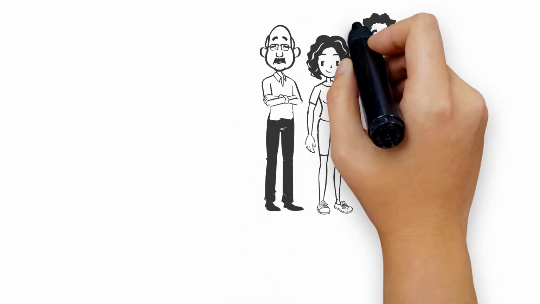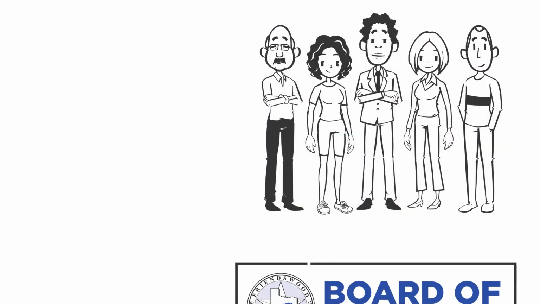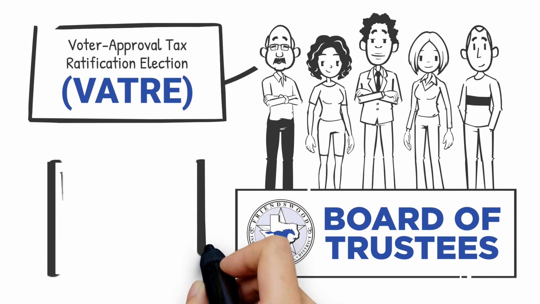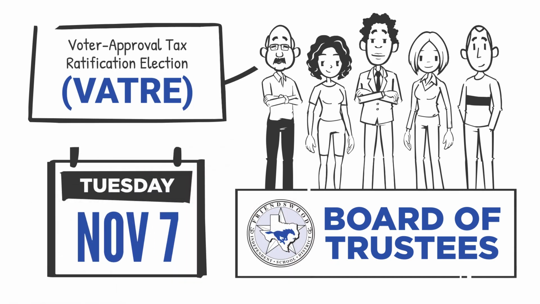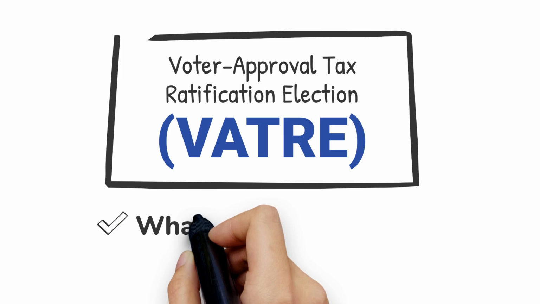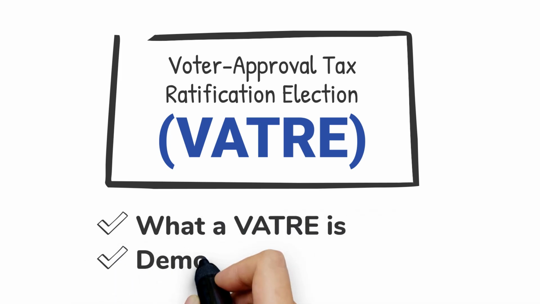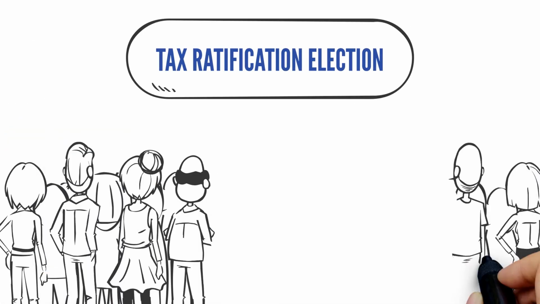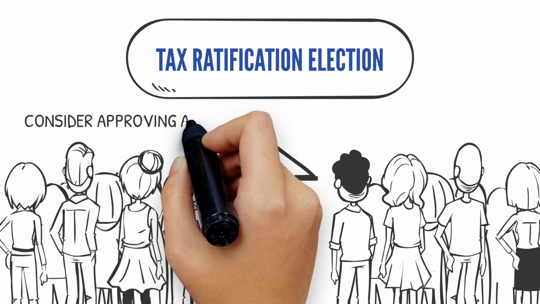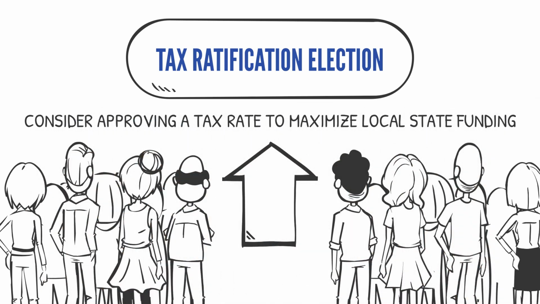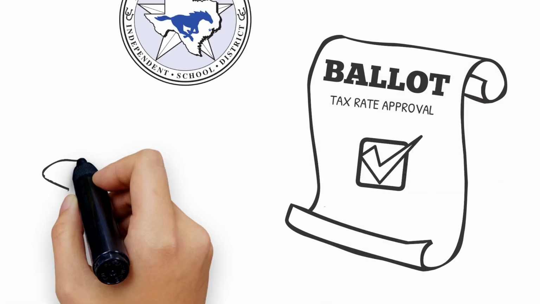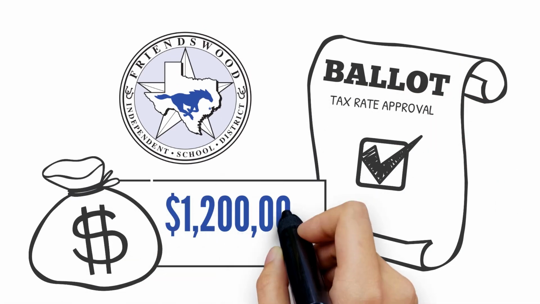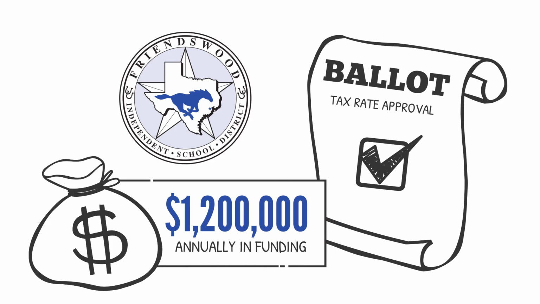The Friendswood Board of Trustees has called a voter approval tax ratification election, or VATRE, set for Tuesday, November 7th. This short video will explain what a VATRE is and demonstrate its effect on Friendswood ISD. The purpose of a voter approval tax ratification election is to ask the community to consider approving a tax rate to maximize local state funding. If passed, the proposal would allow Friendswood ISD to gain an estimated $1.2 million annually in funding.